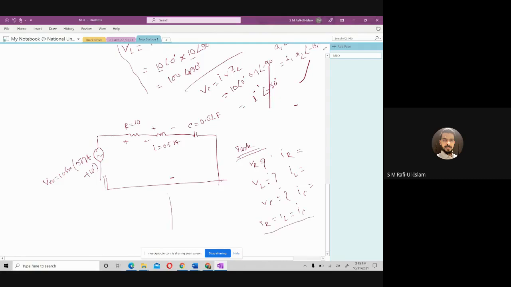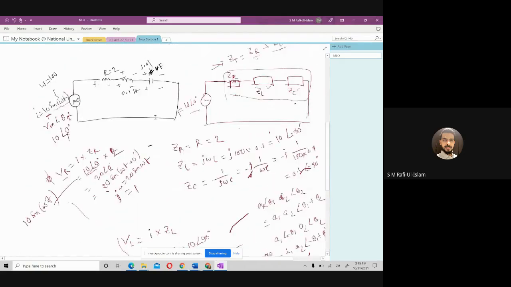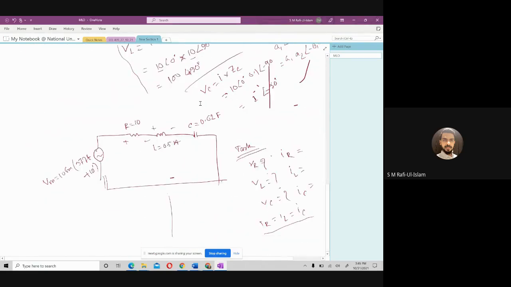You can use any method. The easiest one is the impedance formula. Check this one: the source was 10 sine omega t, so in phasor form I have written 10 angle 0 degree. But for this case, the phasor form should be 10 angle 10 degree. Then you will solve everything. This is the easiest thing to do.